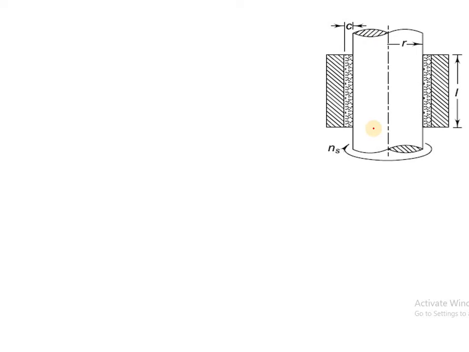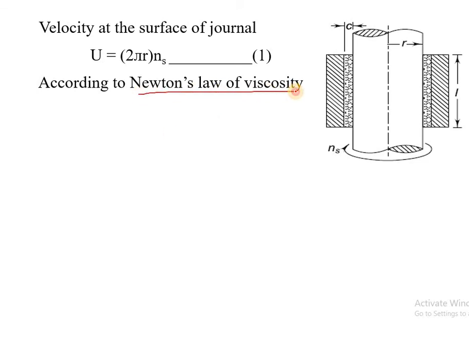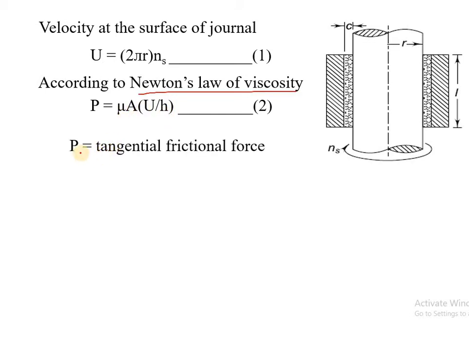So in this diagram, this is the journal. Velocity at the surface of the journal is given by U equals 2 pi R into Ns. Now 2 pi R is nothing but the circumference of the journal, into the speed of the journal. Next, according to Newton's law of viscosity, I hope you all know about this, the formula is P equals mu into A into bracket U upon h, where P is nothing but the tangential frictional force.